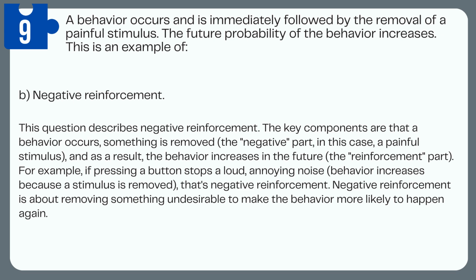This question describes negative reinforcement. The key components are that a behavior occurs, something is removed, the negative part, in this case, a painful stimulus, and as a result, the behavior increases in the future, the reinforcement part. For example, if pressing a button stops a loud, annoying noise, behavior increases because a stimulus is removed. That's negative reinforcement. Negative reinforcement is about removing something undesirable to make the behavior more likely to happen again.